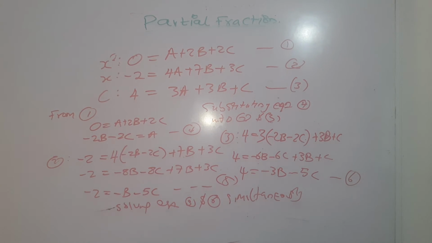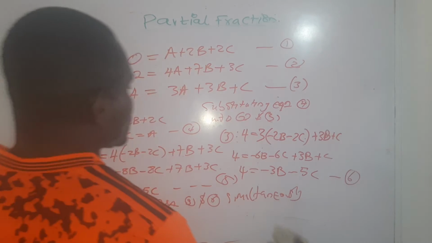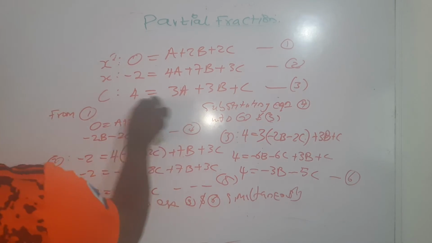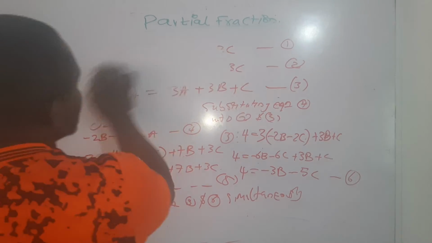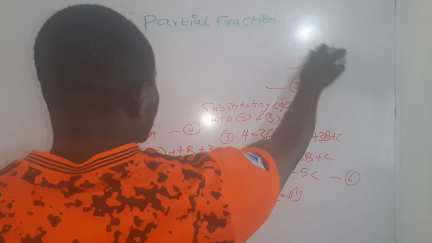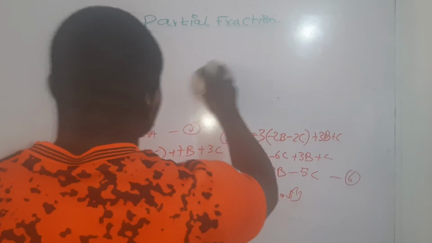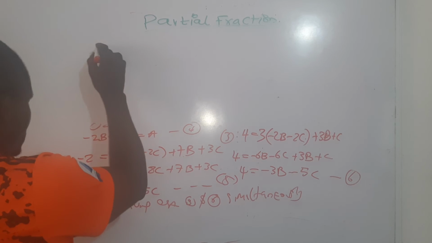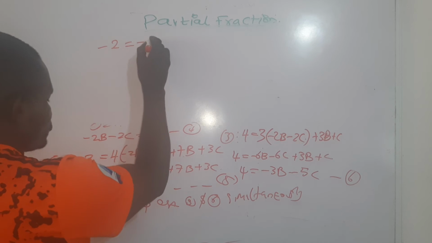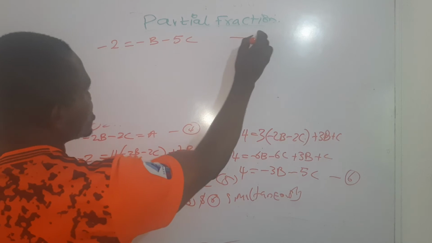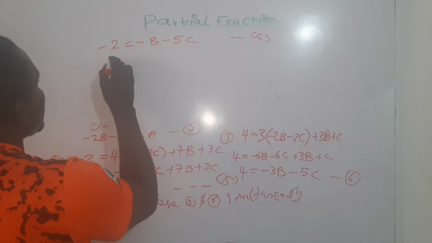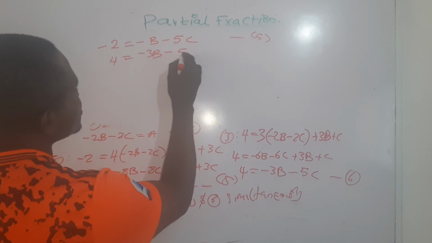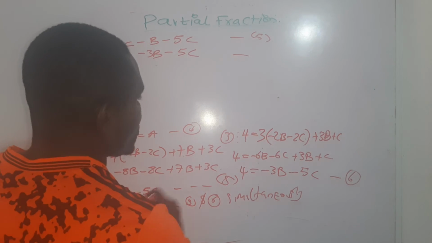So now we can solve this. Let me clean from here, leaving the two equations and our equation 3. I need to leave equation 4 alone. Now, from here, our equation 5 is minus 2 equals minus b minus 5c, and equation 6 is 4 equals minus 3b minus 5c.